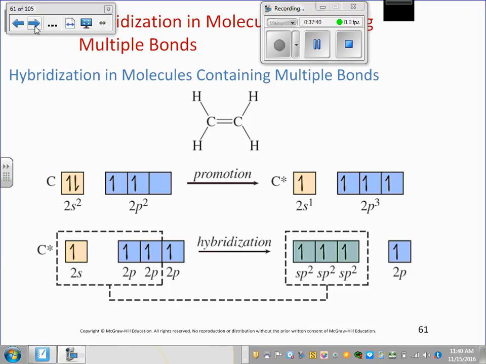So I'm going to do the promotion, right? If I hybridize them all, I come up with sp3, but I don't need sp3, I need sp2. So I hybridize the s and 2 of the p's. So I have sp2, right? These are my hybrid orbitals, and I'm left over with a p electron. The sp2, we say, forms what molecular geometry? Trigonal planar. So here's my carbon.